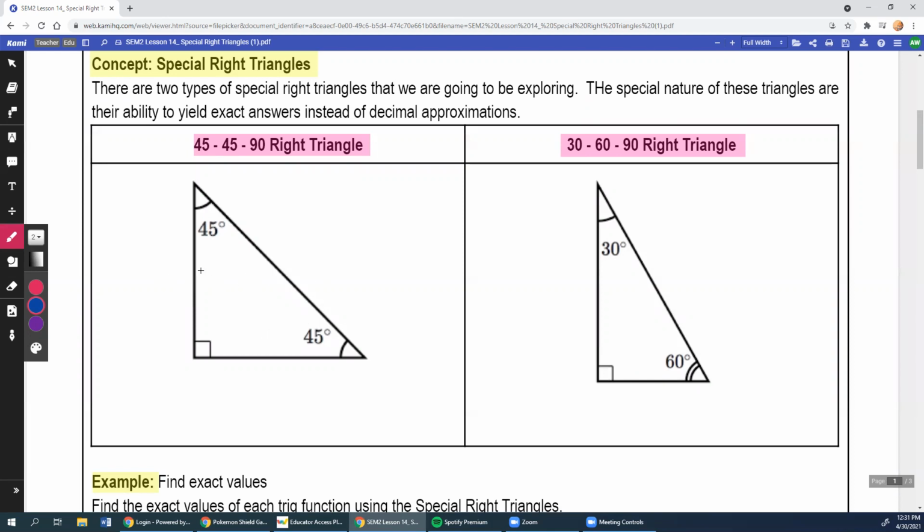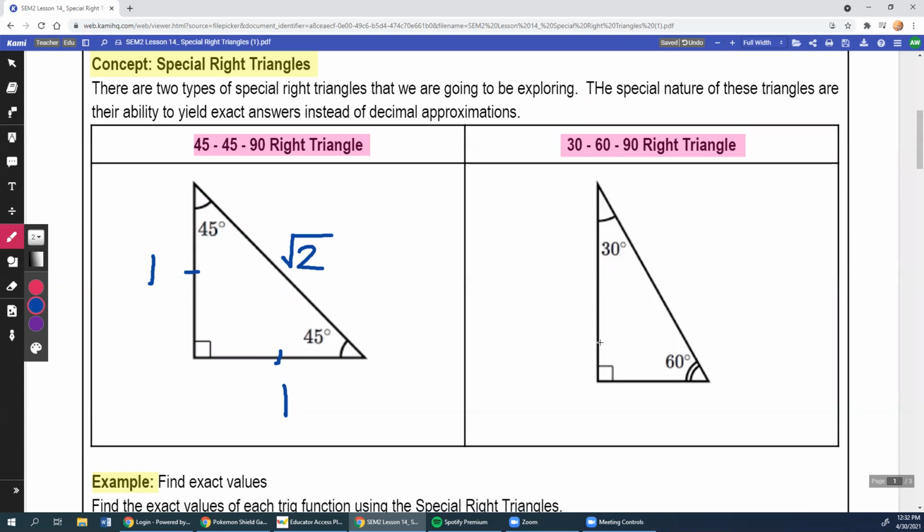The legs on a 45 right triangle are always the same. And we are going to keep them with a leg of 1. So both legs are 1. And then the hypotenuse is square root 2. So these are the numbers we're going to be using. 1, 1, square root 2.